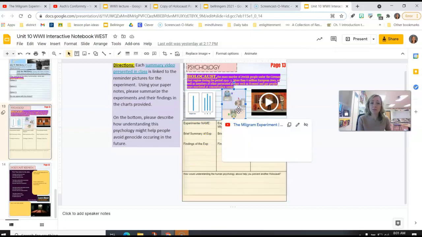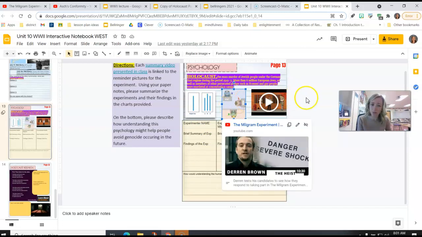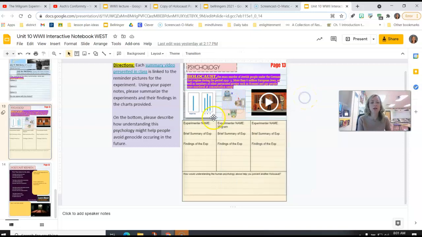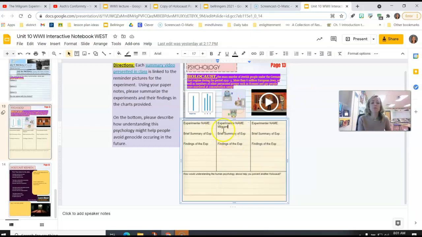Additionally, this is Stanley Milgram's experiment, and this one I think is incredibly compelling. I think you'll find it super interesting. Again, you'll write his name, right there, Milgram, a brief summary of the experiment, and then what did they find, right? How would understanding these two things and understanding human psychology help you prevent another Holocaust, right? This is your opinion, write it down here.